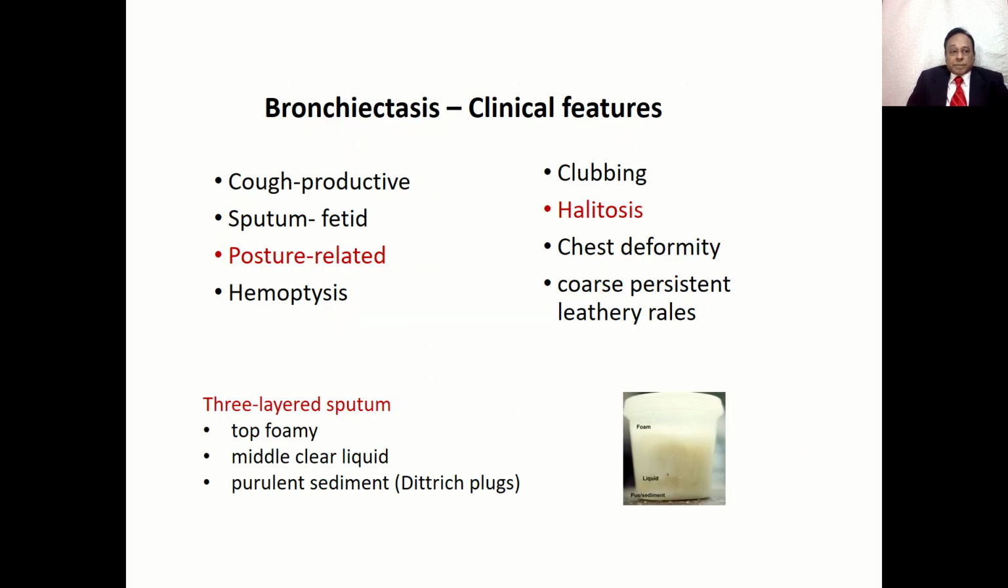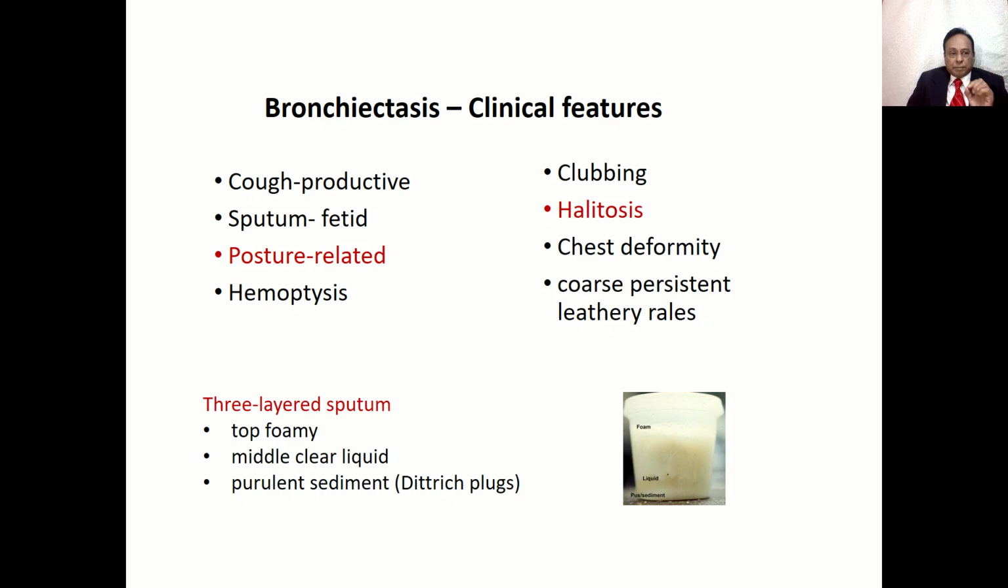Coming to the clinical features, we all know bronchiectasis typically presents with a productive or wet cough, and the sputum is fetid. I always say it is postural related. When the child gets up early in the morning, a copious amount of sputum comes. The usual exam question is about 3-layered sputum. If you collect the copious sputum in a conical flask, what are the layers? The top is a foamy layer, the middle is clear liquid, and the lowest is purulent sediment. It contains even the Dittrich plugs.